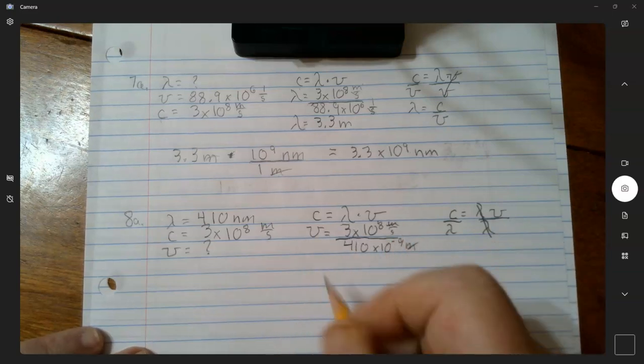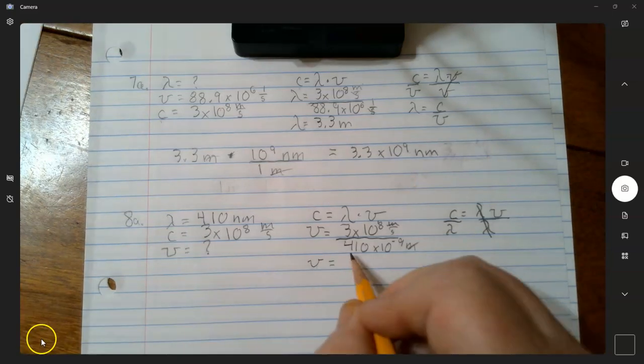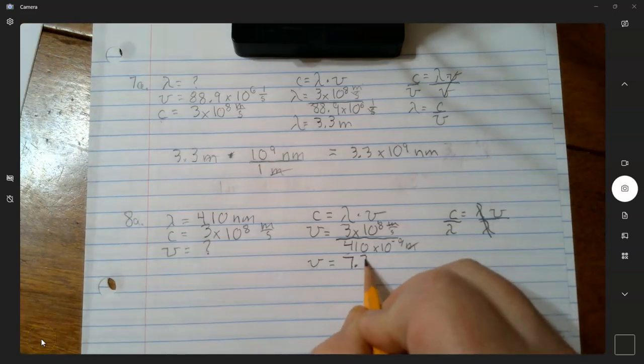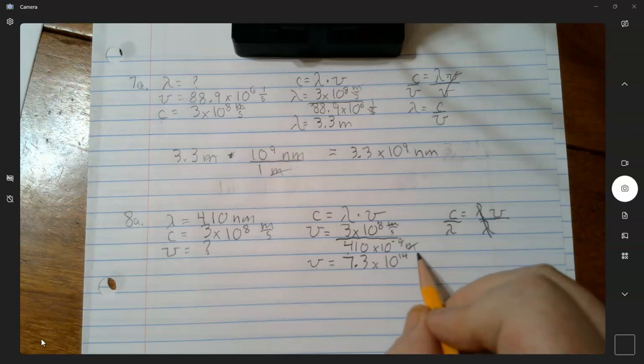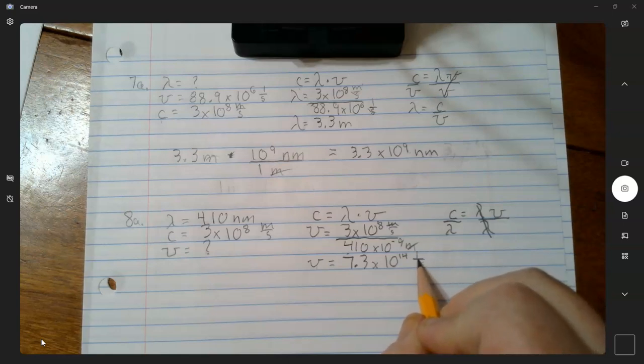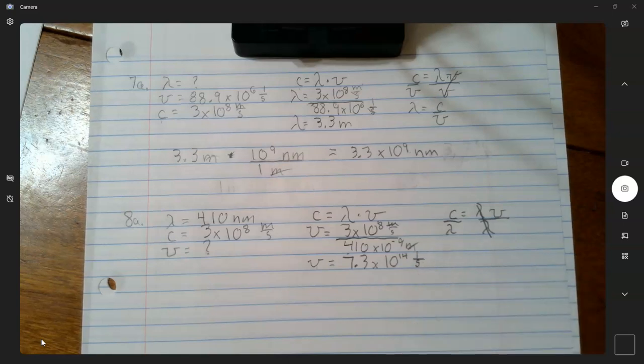Meters cancels. You end up with 1 over seconds. Okay, and that gives us 7.3 times 10 to the 14th. That's pretty typical. It's a very high frequency. It's hertz, but we're going to continue to work. This problem has an additional part to it, so I'm going to call it 1 over seconds. It doesn't matter. I prefer this when you're still working with the problem.